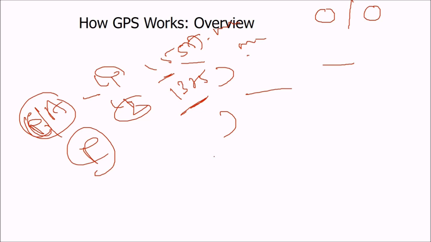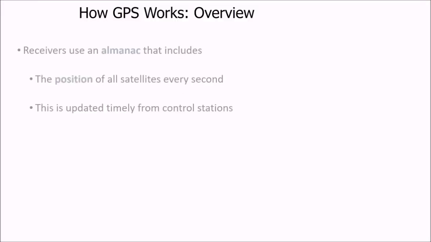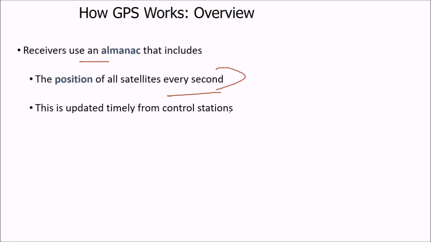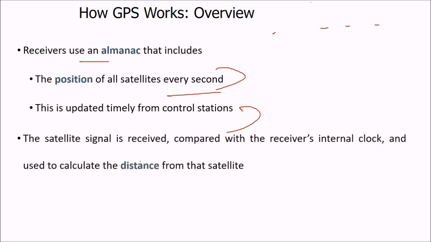Now the receiver, knowing the locations of the satellites, can work out its own location. I have this diagram, so I'll just tell you. The receiver uses the LMNet data. Why are we calling it LMNet? Because it is flooded with information. There is a lot of data which that satellite is sending. That data may have the position of all satellites every second, and this is updated timely for control stations also. So this is not only for the satellites. There are a number of control stations, called the ground segment of the GPS, and the satellite signal is received and compared with the receiver's internal clock, and then from the time sent, the position is found.